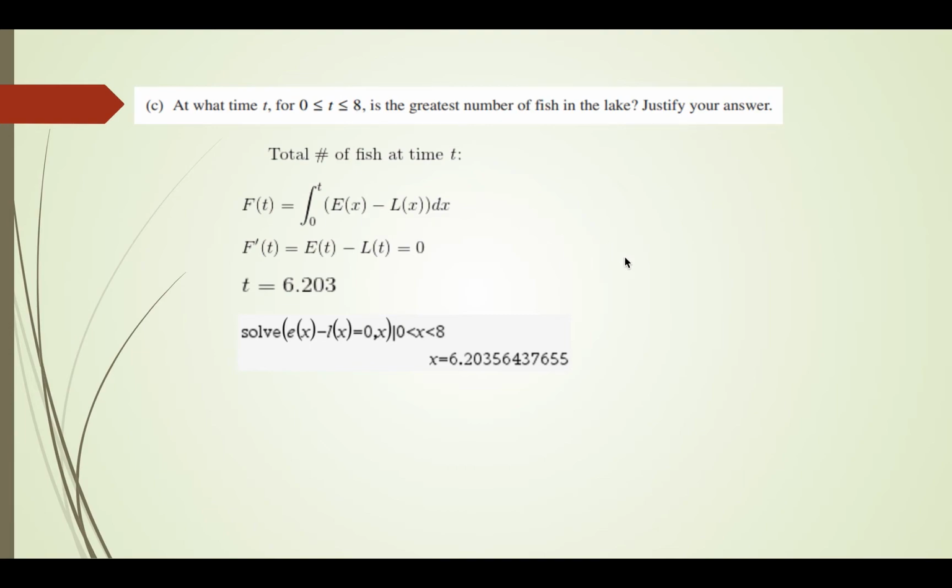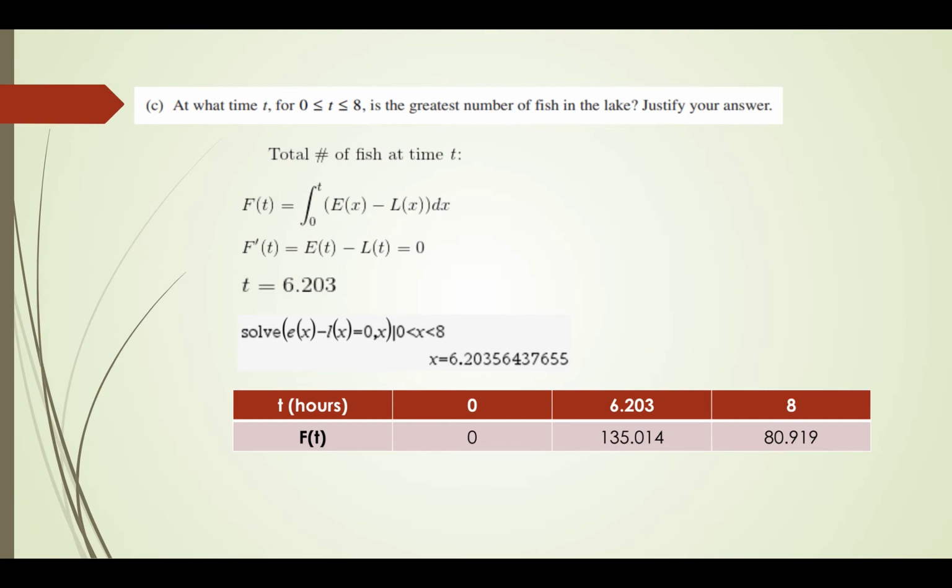So in these problems, the way we go about this is through something called a candidates test. And all we're doing is coming up with a table. So these 3 times, these are the candidates. These are the places where your mins or maxes might occur. And then what we need to do is find out how many fish are in the lake at each of those times.